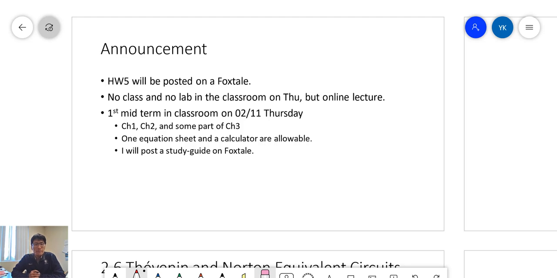And second, there is the first midterm exam in the classroom on February 11, Thursday. It will cover chapter 1, chapter 2, and some part of chapter 3. I will allow you to have one equation sheet and a calculator, so you can bring the calculator. I will post a study guideline on the Foxtail.